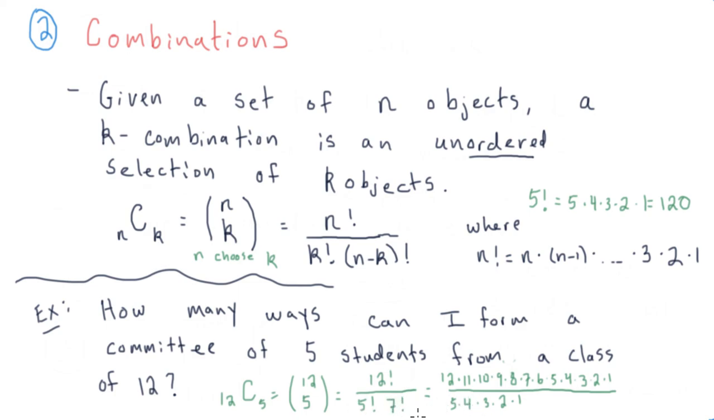And then look what happens when we divide by 7 factorial. That's 7 times 6 times 5 times 4 times 3 times 2 times 1. But we have a lot of the same factors on the top and the bottom: 7, 6, 5, 4, 3, 2, 1. So all we're left with is 12 times 11 times 10 times 9 times 8 divided by 5 times 4 times 3 times 2 times 1, which we already know is 120 actually. So let's just do 12 times 11 times 10 times 9 times 8.